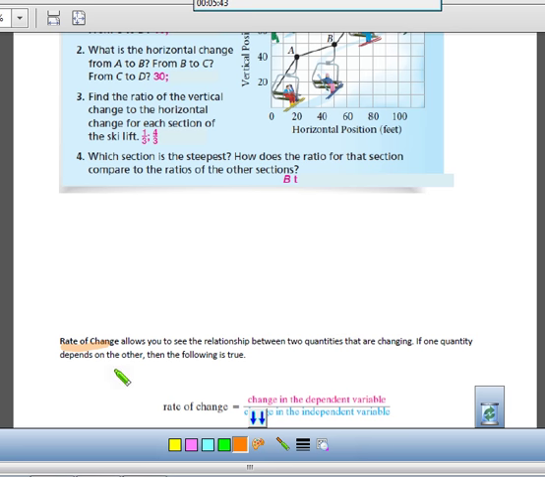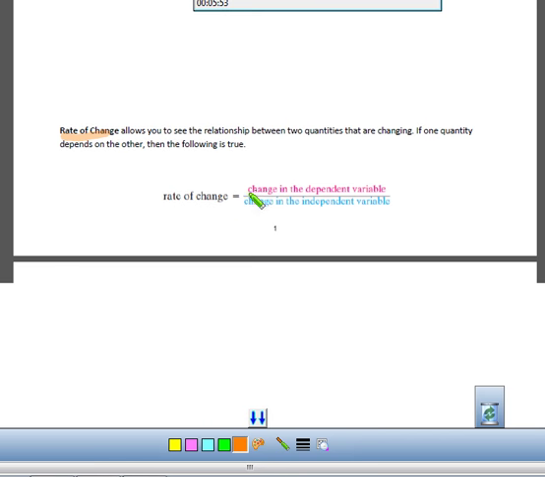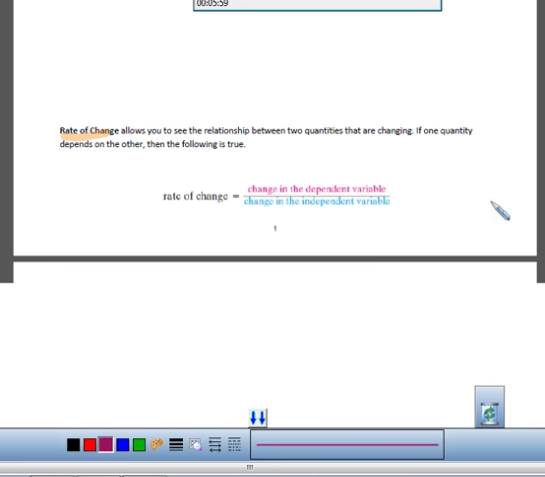If one quantity depends on the other, then the following is true. Rate of change is equal to the change in the dependent variable over the change in the independent variable. Another way to think of this is change in y over change in x. Delta y over delta x. Okay? You're going to be seeing this a lot in this unit, in this topic. Alright, so let's go ahead and take a look at page 2.